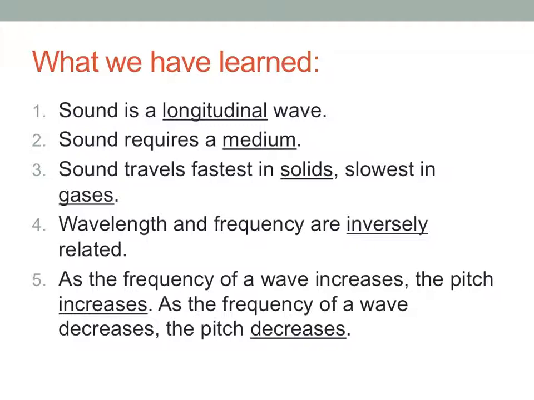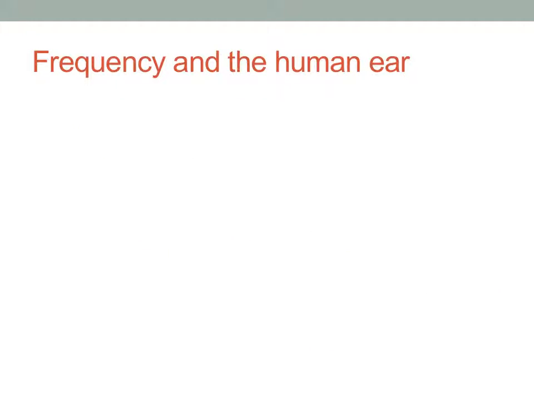All right, so what we're going to look at today is a little bit of new material. We're going to talk about frequency and the human ear. What can you hear? Maybe you've heard of a dog whistle before. What's a dog whistle do? You can blow on that dog whistle and it doesn't affect you. You can't hear it. So that means that a dog can hear differently than we can.